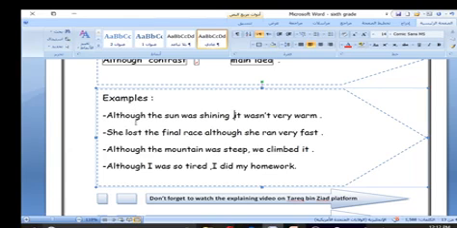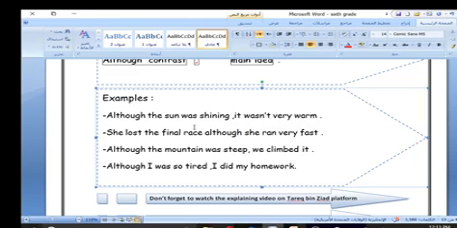Number one, although the sun was shining, it wasn't very warm, okay? Again, although the sun was shining, it wasn't very warm. So we have here although, it comes at the beginning, so we put a comma after the clause that shows the contrast, and then we have the main clause, okay?